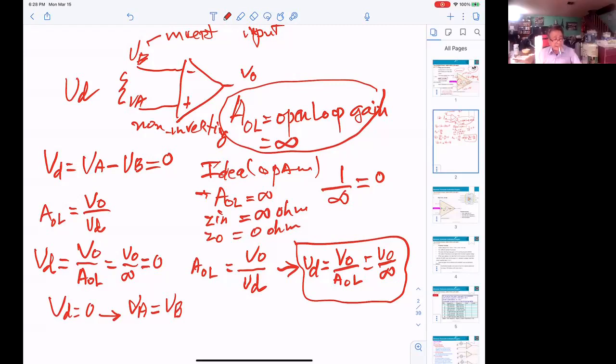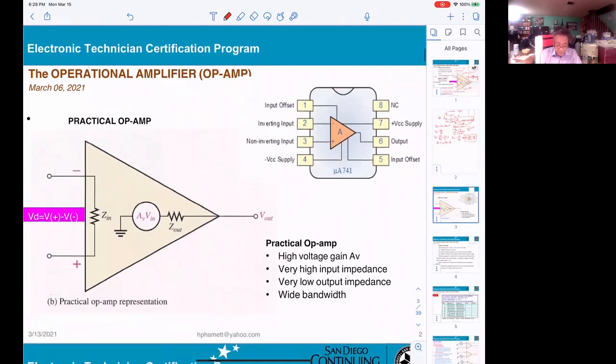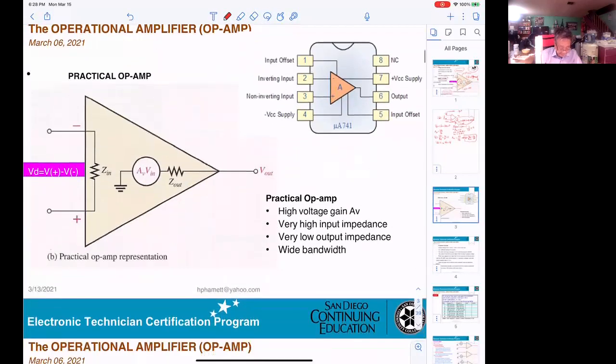The only thing we bring up here is to remember, VD means the difference between the voltage at the positive and the voltage at the negative, okay? And they will be equal to 0 all the time when you analyze the op amp.